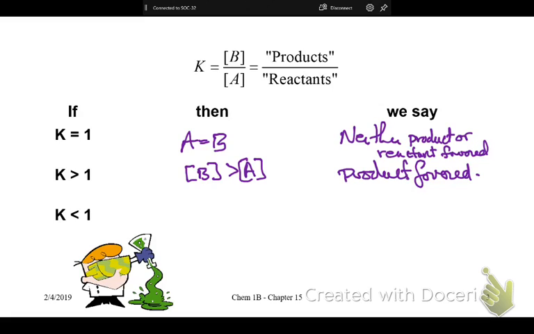If K is really small, right, or K is less than 1, what does that mean about the ratio of B and A? Or the relative amounts of B and A? Which do I have more of? You have more reactant, right? So A will be more. So how I'm getting that makes sense, right? I'm just looking at the ratio and saying, well, it's going to be less than 1, right? Then A has to be bigger than B to make it less than 1. So there's more A at equilibrium than there's B. What that means is basically the reaction doesn't make a lot of product, and we say it's reactant favored.